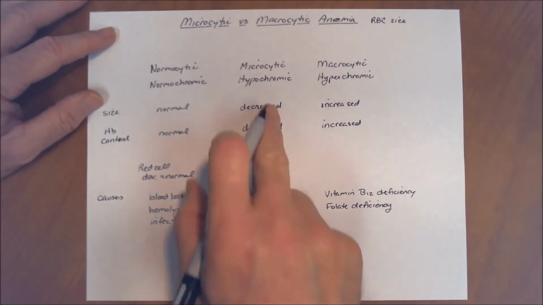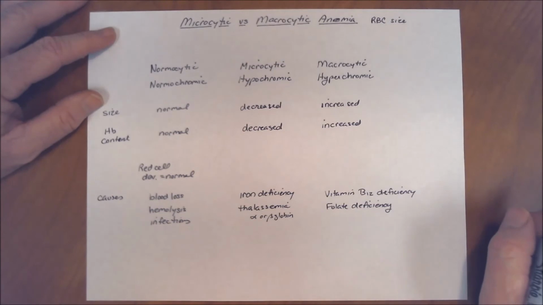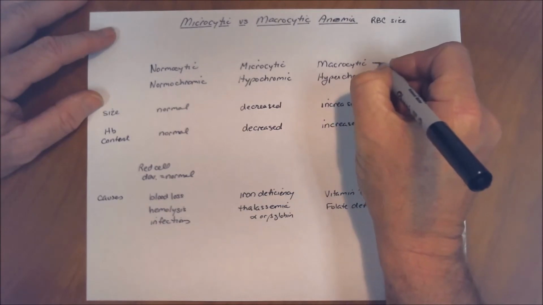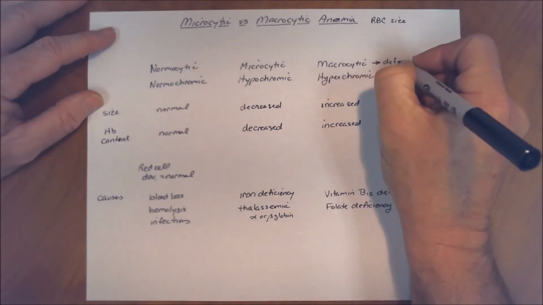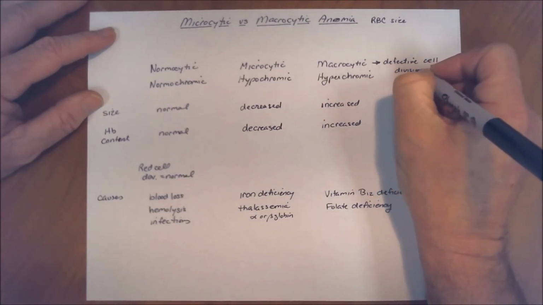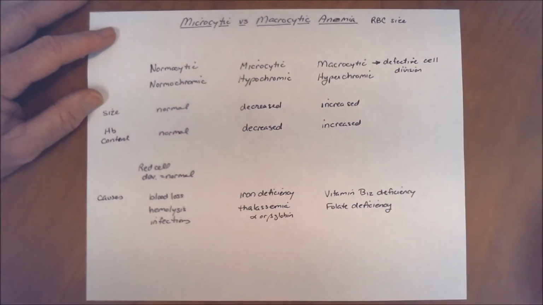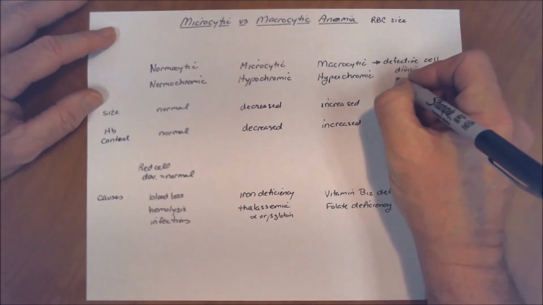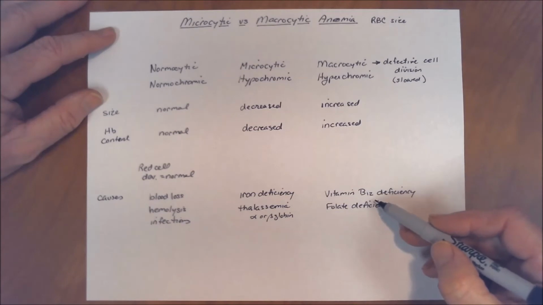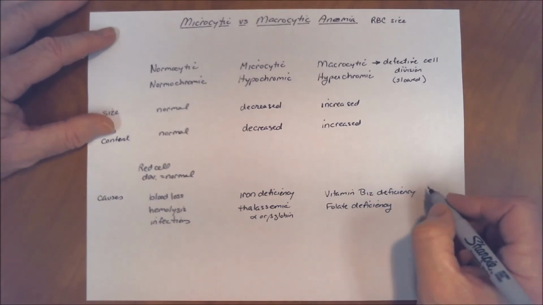Now, how do these causes relate to these size differences in red blood cells? For macrocytic anemia, these cells have defective cell division. So during hematopoiesis, when the red cells are dividing before they extrude their nuclei, they are defective in cell division, so cell division is essentially slowed. And this is because of the deficiency in vitamin B12 and/or folate.